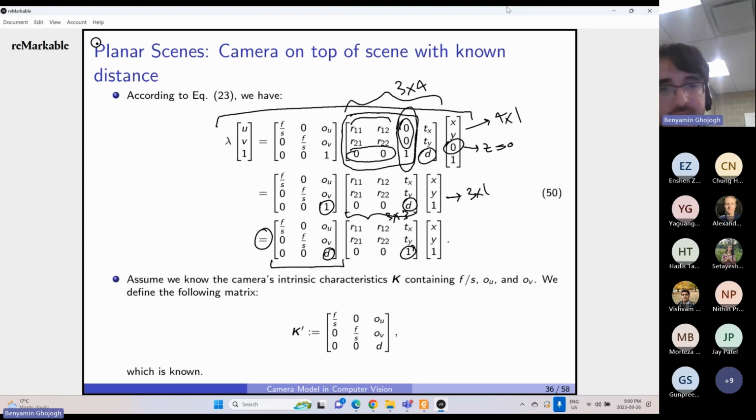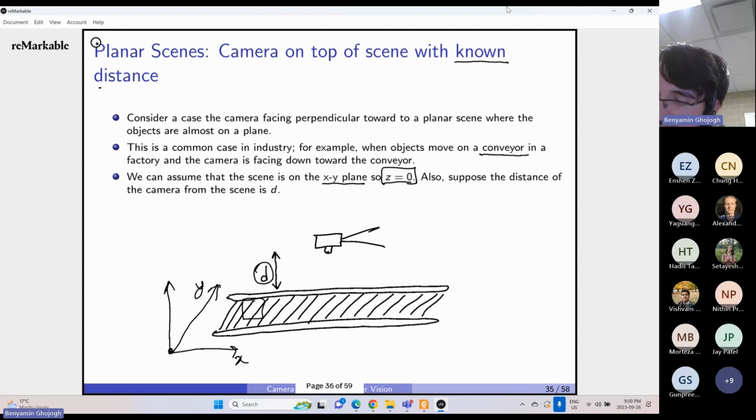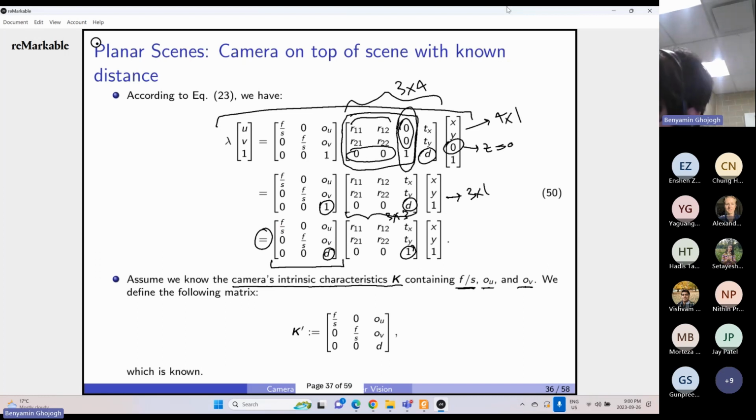Now I have this matrix. Is this matrix known? Assume that we know the camera's intrinsic characteristics, K. So we know how to calculate them. We saw them in the previous slides, right? So F over S is known, OU and OV are known. So I know this matrix. Also D in this case, I'm assuming that the distance is known. In the next case, I will relax this assumption. But now I assume that the height of the camera is known. So D is also known. Therefore, this matrix is completely known. I denote it by K prime. Why not K? Because in K, this is 1. This is not D.